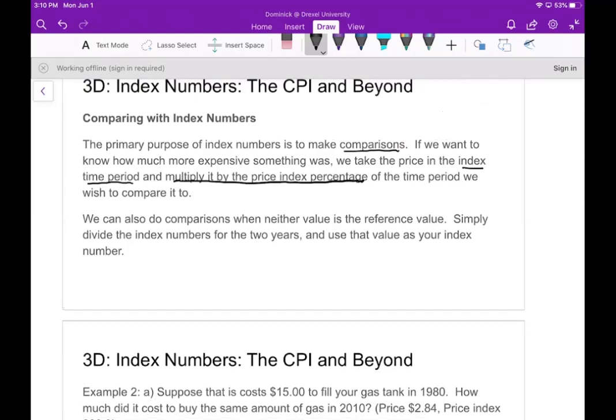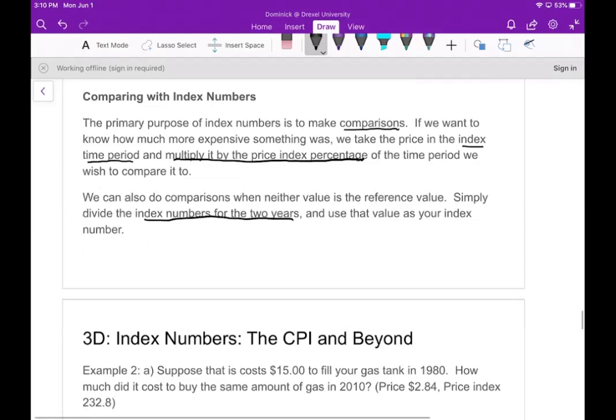Now, of course, you can still do these types of comparisons if neither value is the reference value, but essentially what you're going to do is divide the index numbers for the two years, and then whatever that comes out to be, that will be your index number, right? So you're essentially just doing the calculation first and then reusing that as your index number.